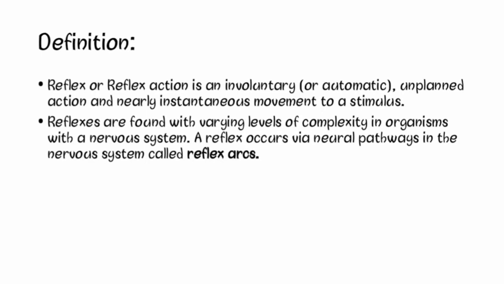Today we'll be carrying out a detailed discussion and an examination of various types of reflexes found in our body. Let's first talk about the definition of reflex or reflex action. So, reflex or reflex action is an involuntary or automatic, unplanned action and nearly instantaneous movement to a stimulus. Reflexes are found with varying levels of complexity in organisms with the nervous system, and a reflex occurs via neural pathways in the nervous system called reflex arcs. We'll be discussing reflex arc later in this video.